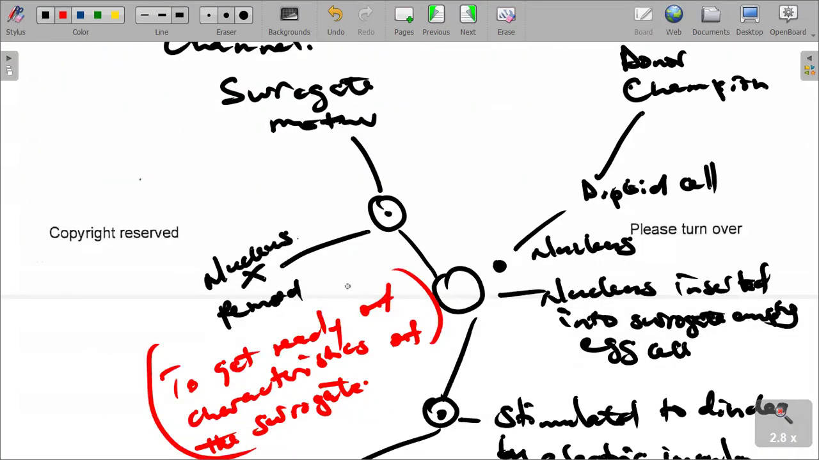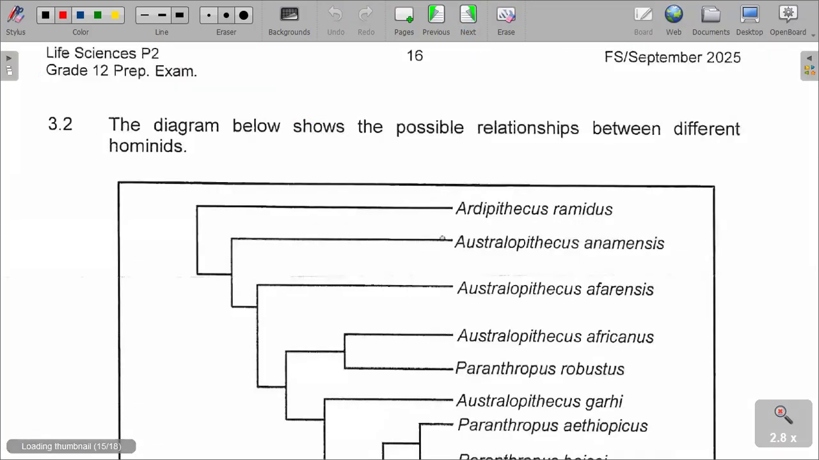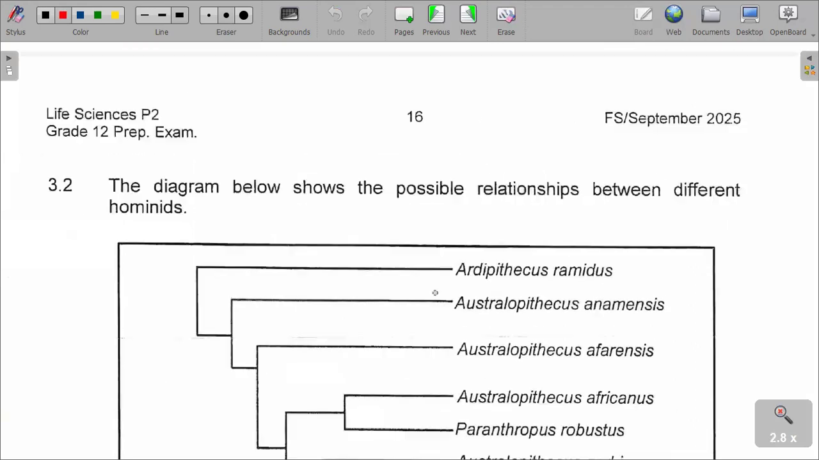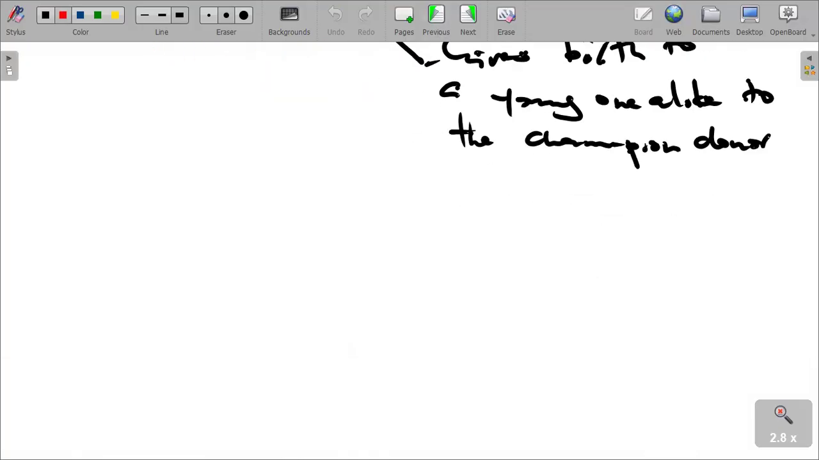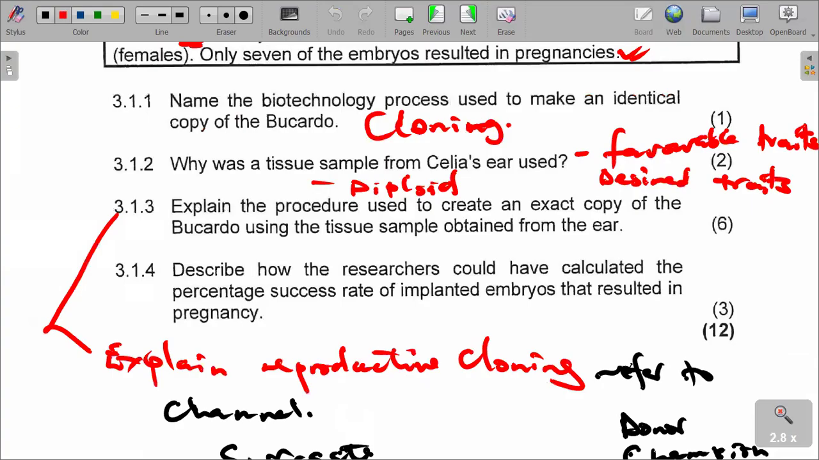So the diploid cell, we talked about the ear that was taken there, the ear nucleus, which was taken there. So this is just evolution. Oh, wait. Let's just quickly check again.